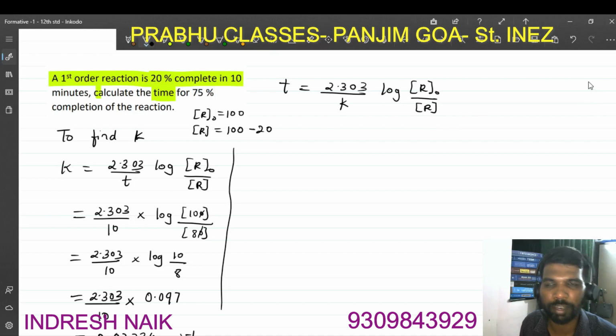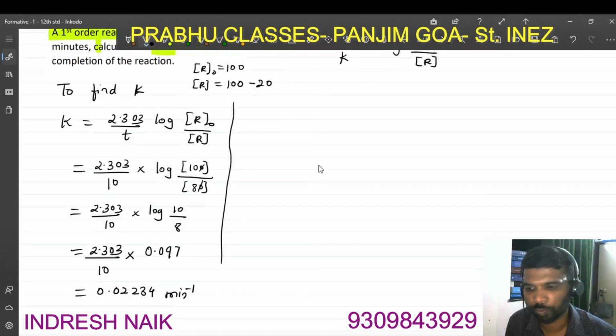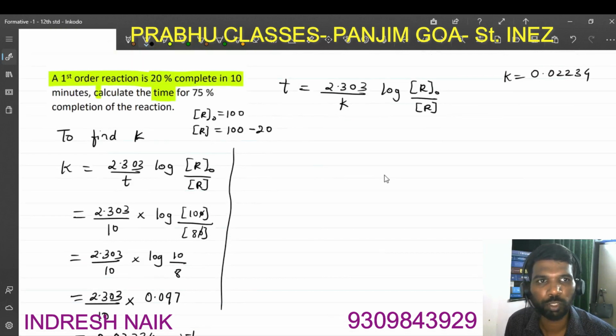So now in the second condition, I'm finding a time. See, the constant K is not going to change. K we found out to be 0.02234. Right? This is what K we found out. So let's calculate the time for 75% completion of the reaction.